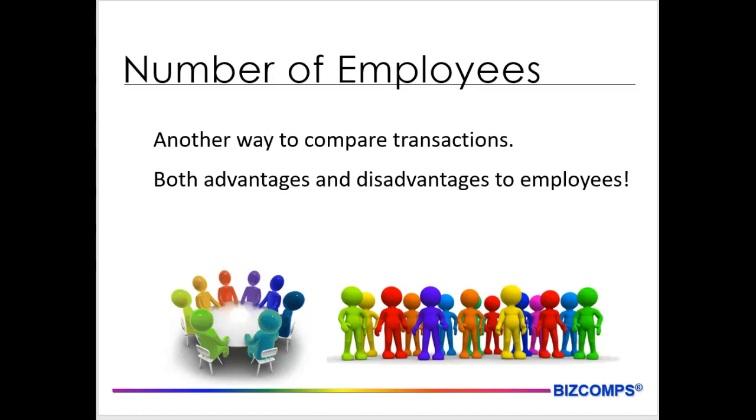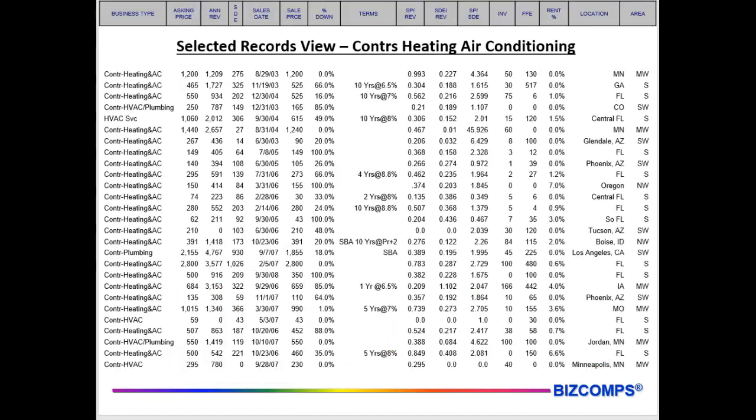Next, we're going to look at a selected view of the database so you can see some of the categories that we've been talking about. This is a selected records view of an extract for heating and air conditioning contractors, as it says right here.